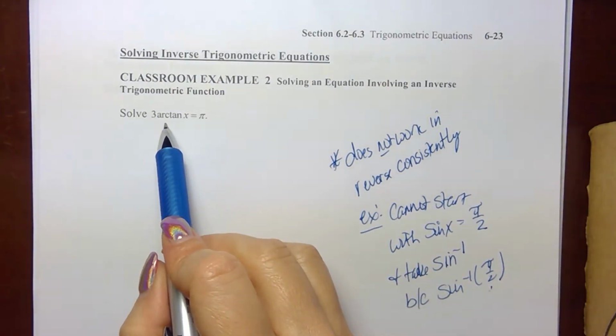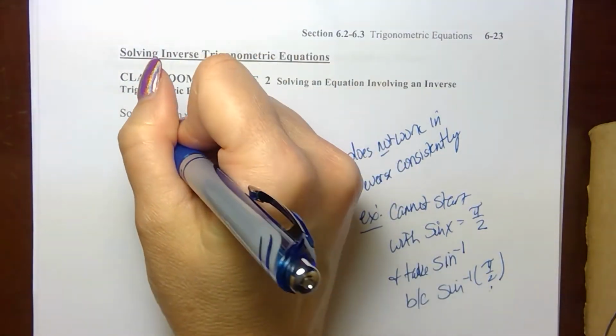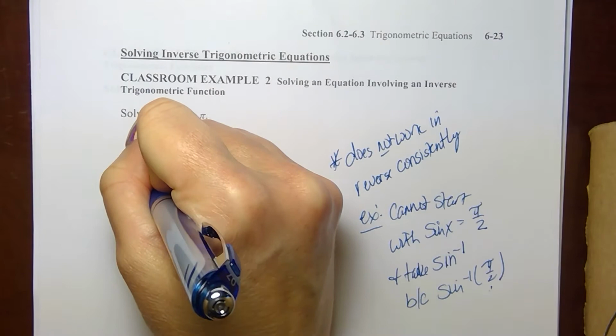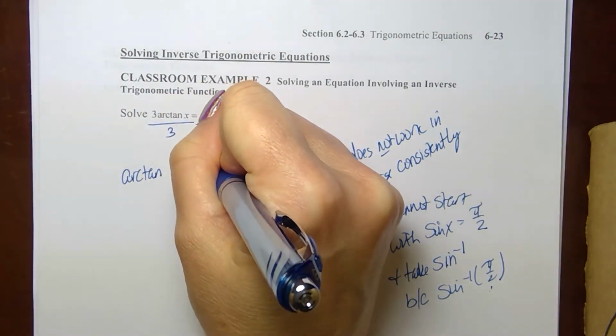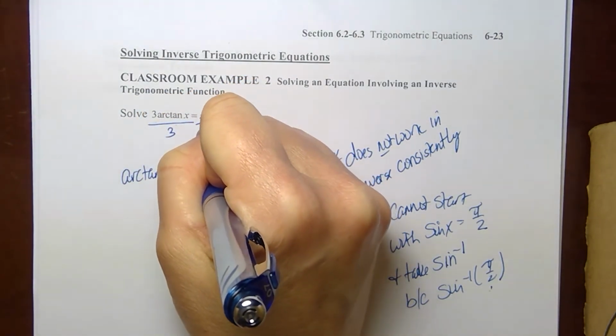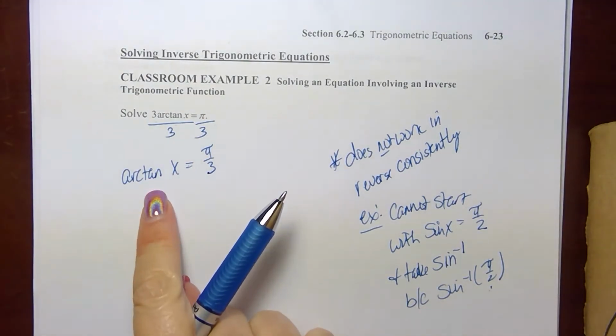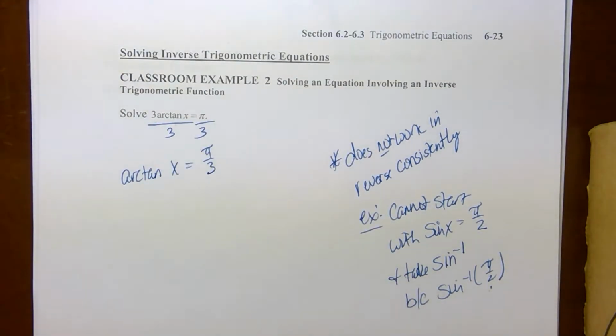So I'm starting with 3 arctangent x equals pi. I'm going to divide both sides by 3, which gives me arctangent, or tangent inverse, x equals pi/3. And this is why I said this works, but you can't do the reverse consistently, because of taking the inverse that ends up outside your domain. This was going to work for us though.